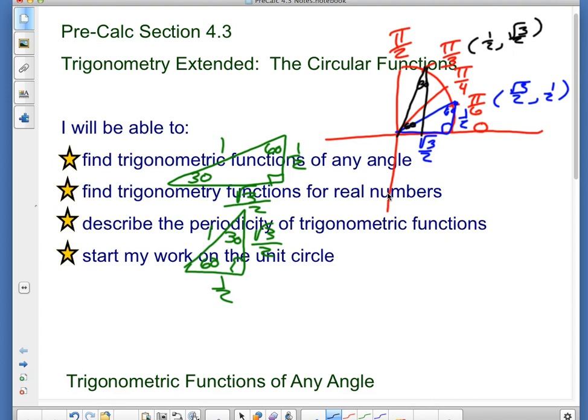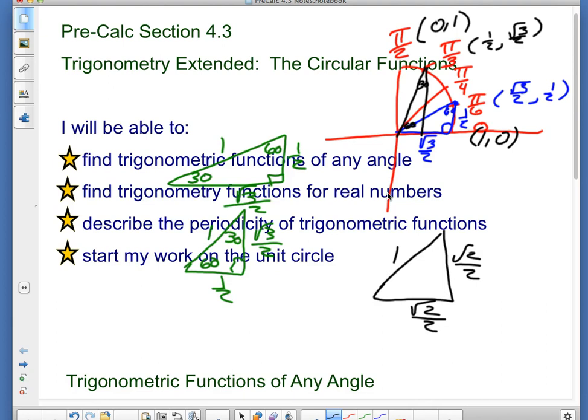Pi over 2, staying on the axis, but remember in the unit circle, we have a radius of 1. So if I go 0, 1, that's my coordinates here. And if I go 1, 0, that's my coordinates here. My last one is about a 45-45-90 triangle. In a 45-45-90 triangle, remember, this is 1, this is the square root of 2 over 2. And this is also the square root of 2 over 2. We talked about that yesterday. Well, those are my coordinates in a 45-45 triangle.